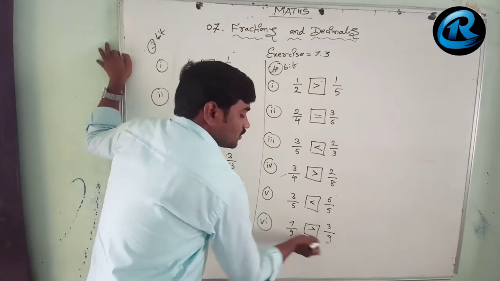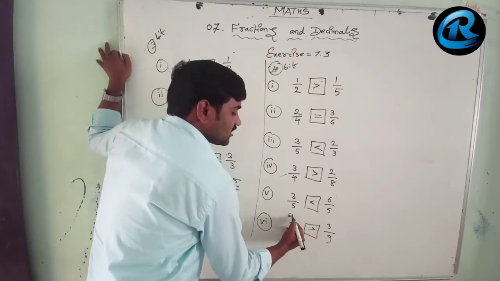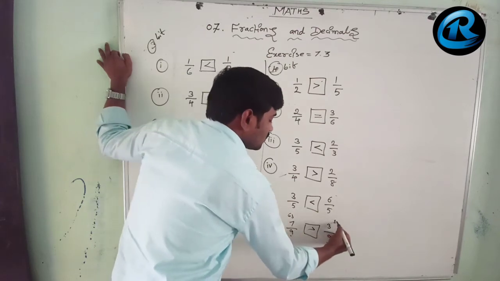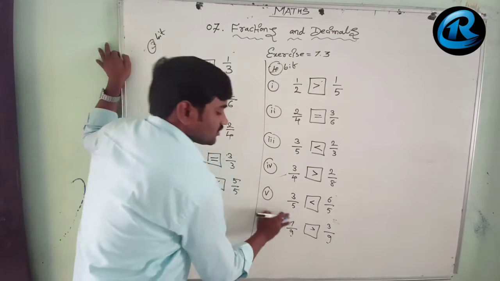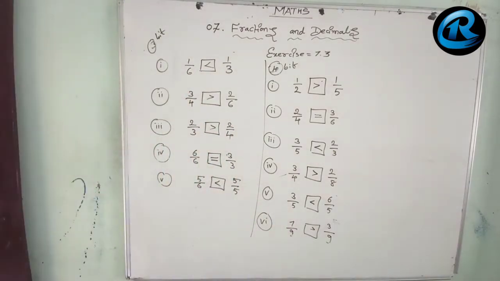You can do it with the same model too. 9 7s are 63, 9 3s are 27. So 63 is greater than 27. Finished. So this bit also got completed. See the same thing, you can do it, children.